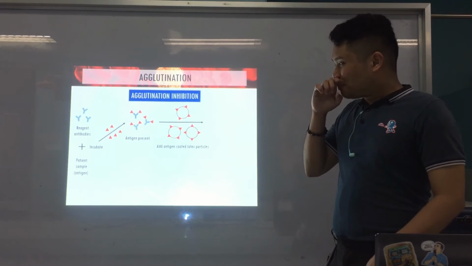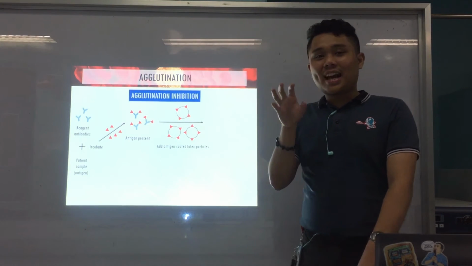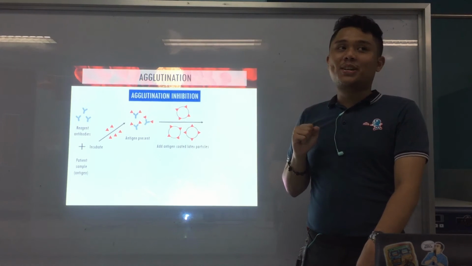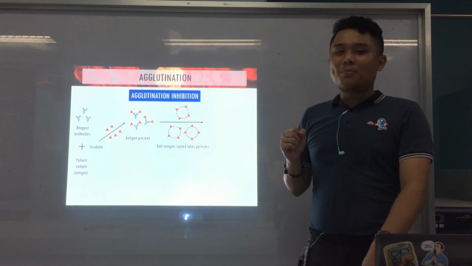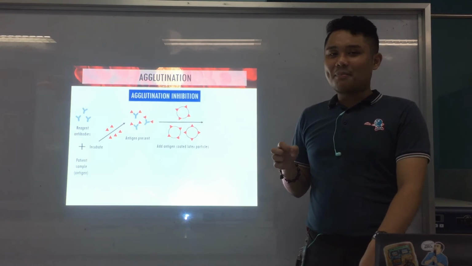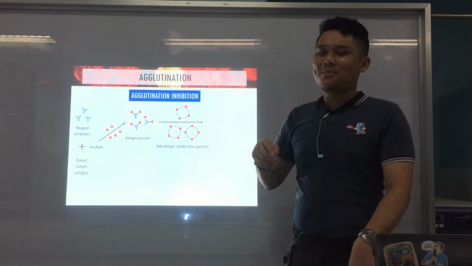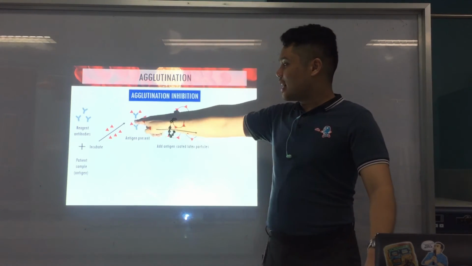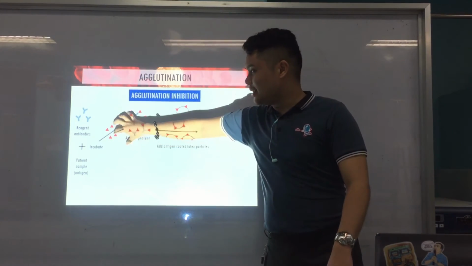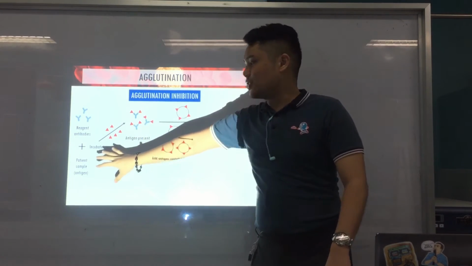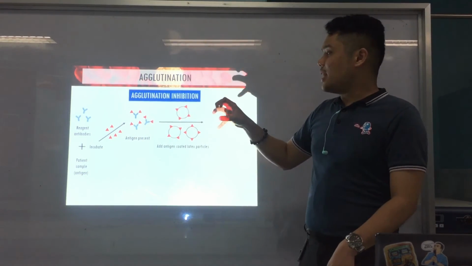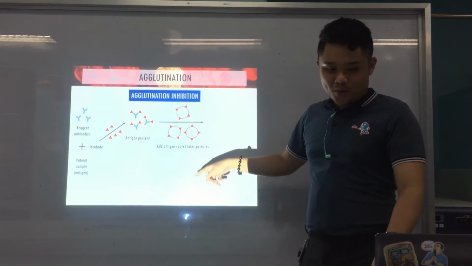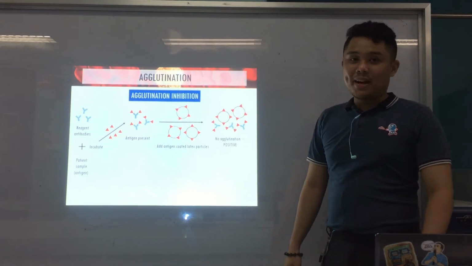Now, question: do you think a reaction will happen here or not? Will they agglutinate or not? Okay, time's up. Press the buzzer. Of course, because the antibodies have already been bound by the antigens present in your sample, there are no antibodies left that can bind to the latex particles. Therefore, no agglutination will happen.